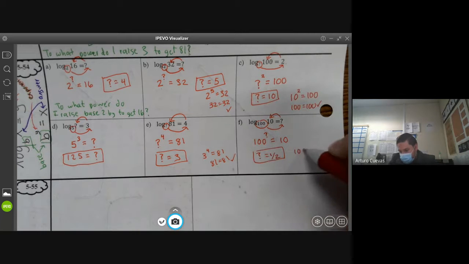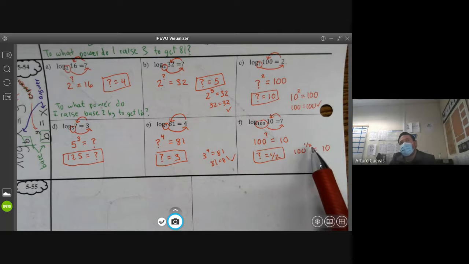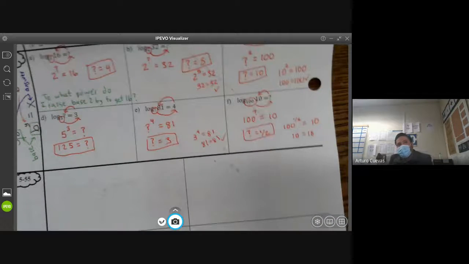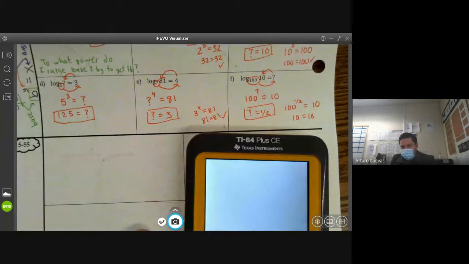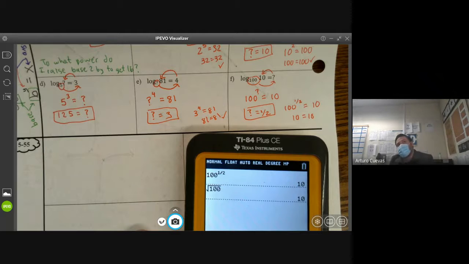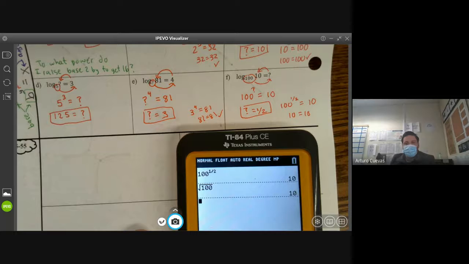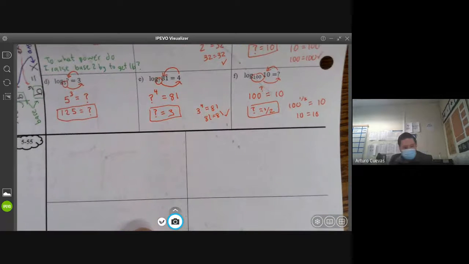Because 100 to the 1/2 power equals 10. Did you know that the 1/2 power is the same as taking the square root? So 10 equals 10. Raising something to the 1/2 power is the same as taking the square root. Okay. So sorry, that was a little bit tricky.